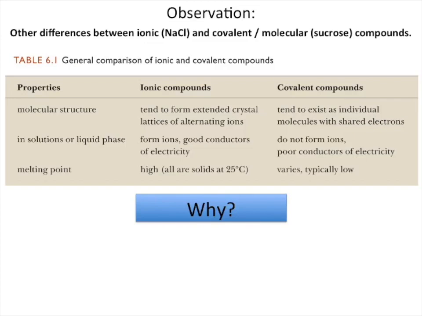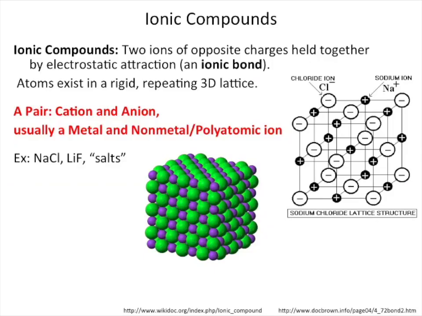When you look at the solid form, the molecular structure is different. When you look at what they do in solution, it's different. If you look at their melting point, it's different. So why? It turns out that ionic compounds exist in a three-dimensional lattice shape.